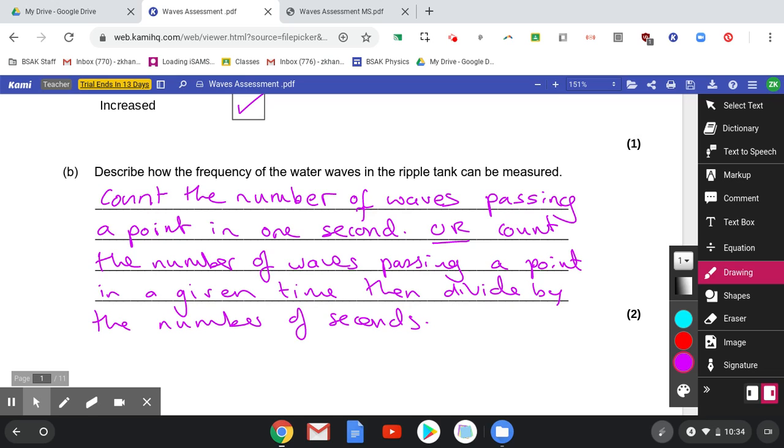How long did that take? And then we divided that by the number of seconds. So if 15 waves passed in 6 seconds, then we need to find out how many waves passed in 1 second. So we divided that 15 by 6.